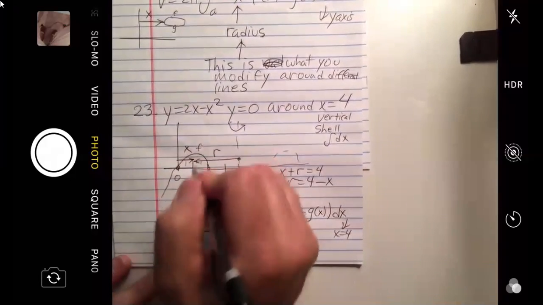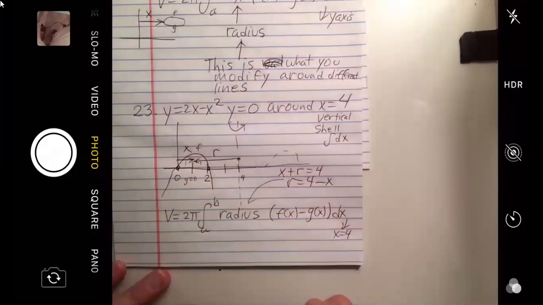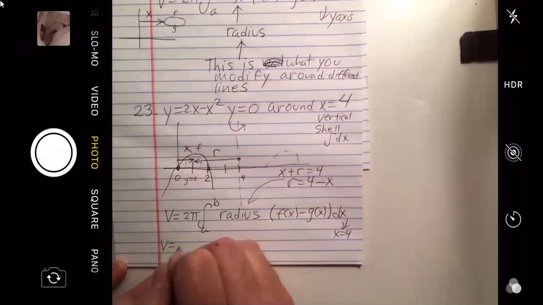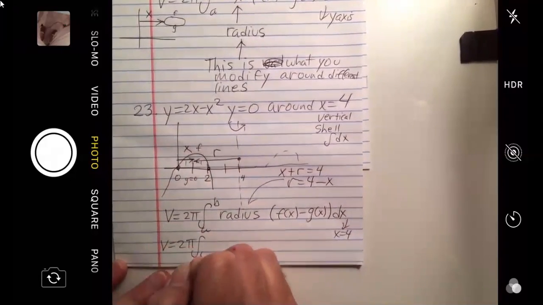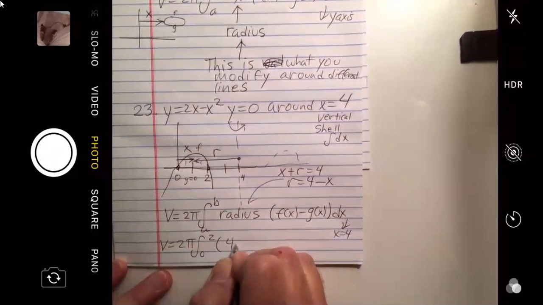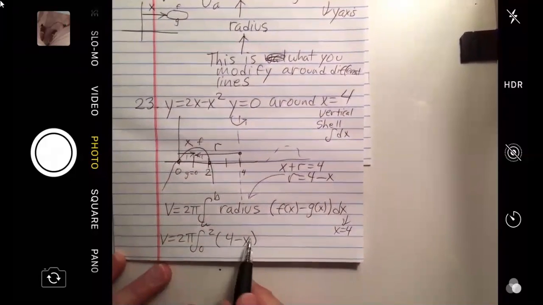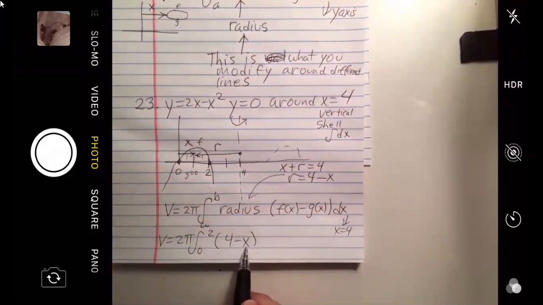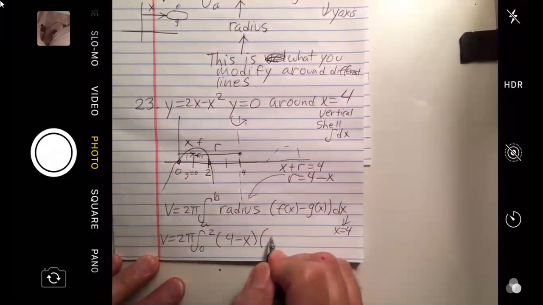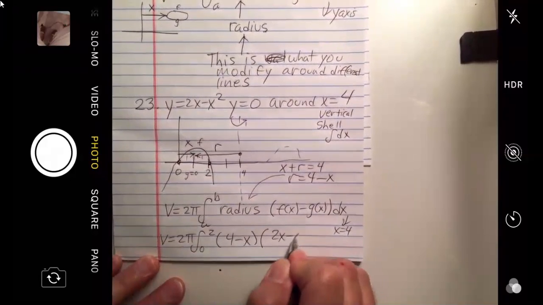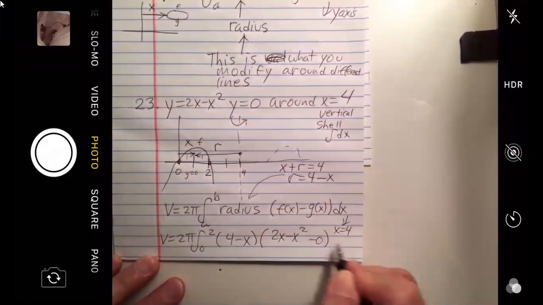This is still your f, your g is 0. It will go 2 pi, integral 0 to 2, 4 minus x. See, last section we had to substitute for that letter because the letters were switched. They're not switched this section. Your f is 2x minus x squared. Your g is 0 dx.